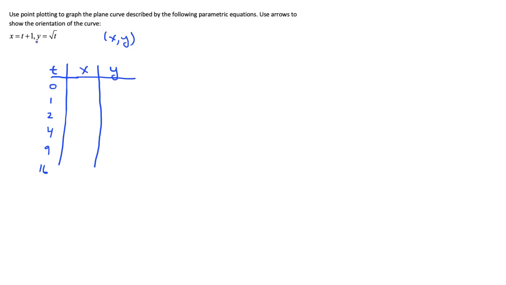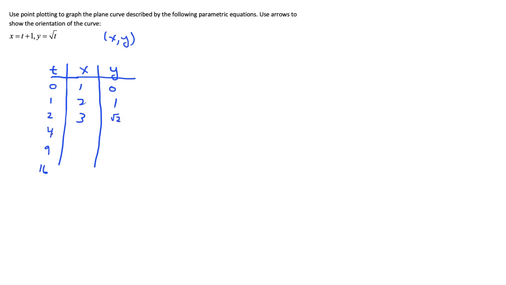So what happens when you plug in 0 in here? x is t plus 1, so when you plug in 0, we get 1. Radical 0 is just 0. When you plug in 1, 1 plus 1 is 2. Radical 1 is 1. When you plug in 2, x equals 2 plus 1, which is 3. y is going to be radical 2, which we'll just leave as radical 2.